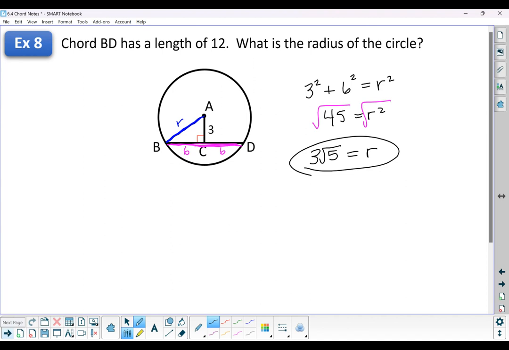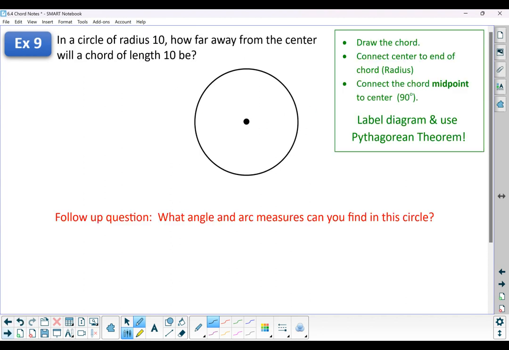Okay, this next example, this example 8, was kind of trying to prepare us for the next example. This is a common type of question in circles where it'll tell you a little bit about the radius and a little bit about a chord, and it'll ask you to find how far away it is from the center. Or maybe it will tell you how far away from the center it is and ask you for the length of the chord. So I've got a little list of procedures to follow on the side to help you.